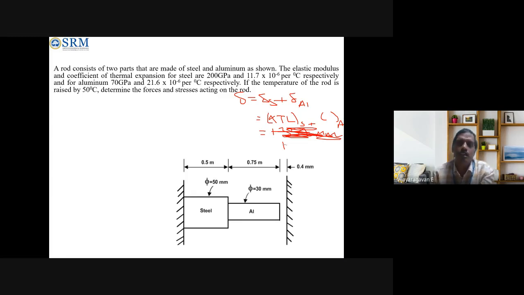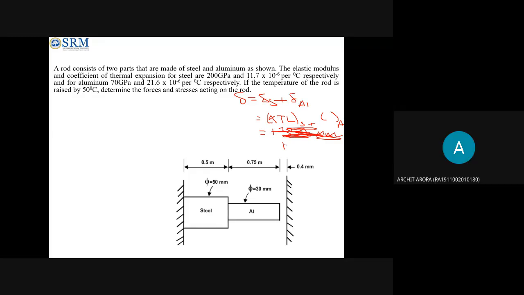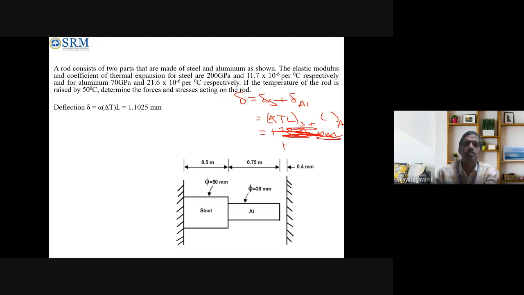I am using a calculator and I have found it here. 1.1, sir. Okay, good, someone has given the right answer. So the deflection is going to be 1.1025 mm. Why I gave so many decimal places is to give the exact value. At least make sure that 2 decimal points are almost the same. Try to get accuracy up to 2 decimal points at least.